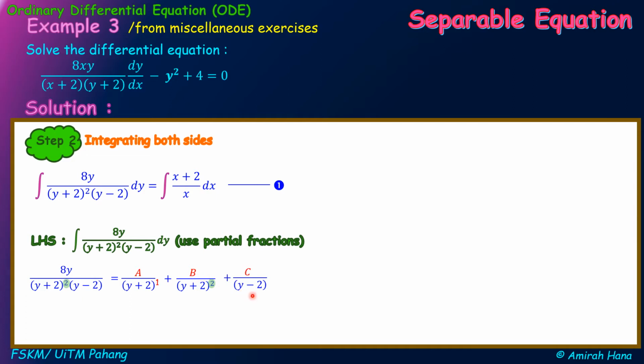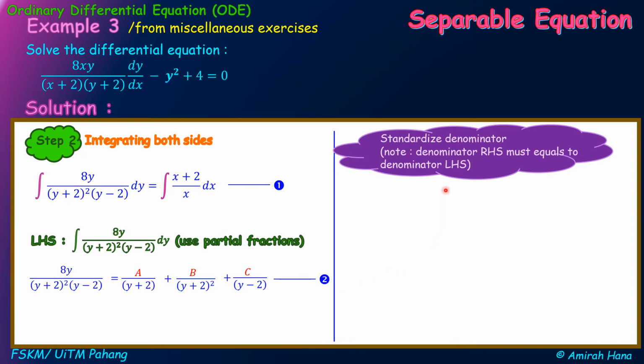Okay. And then, from the third fraction, we have denominator y minus 2, which is a linear factor. So, we put constant C on the numerator. Okay. And then, we name this equation 2. Okay. And after that, we standardize the denominator. The denominator for the right hand side must exactly equal the denominator on the left hand side. Alright. So from the left hand side, 8y over (y plus 2) squared times (y minus 2).